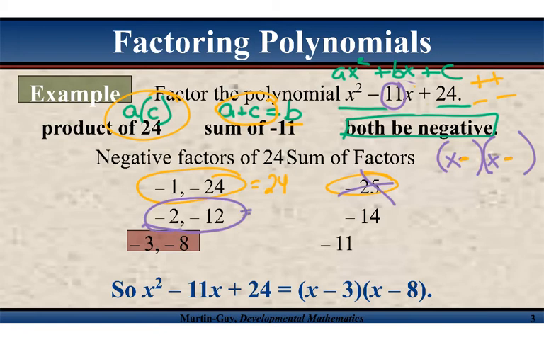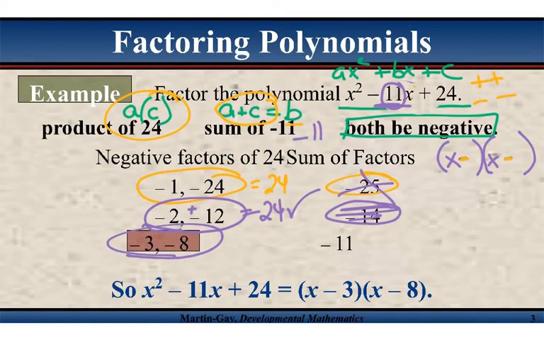Negative 2 times negative 12 is 24. But if I add negative 2 plus negative 12, that is not negative 11. I need it to be negative 11. So that doesn't work. So then looking at negative 3 times negative 8, that equals 24. And if I add them, I get negative 11. So I write my factors in here. So x minus 3, x minus 8.